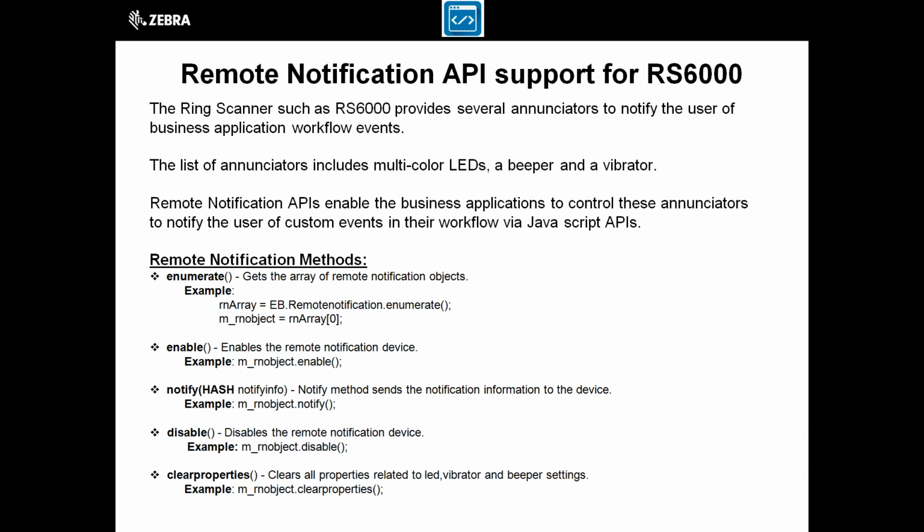So these APIs can be used for basically notifying any external Bluetooth hardware from an Enterprise Browser application. As of now, we are supporting RS6000, but in future we are also going to provide support for other external Bluetooth hardware using the remote notification API.